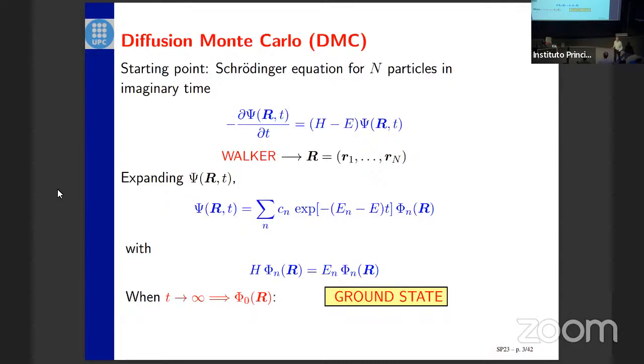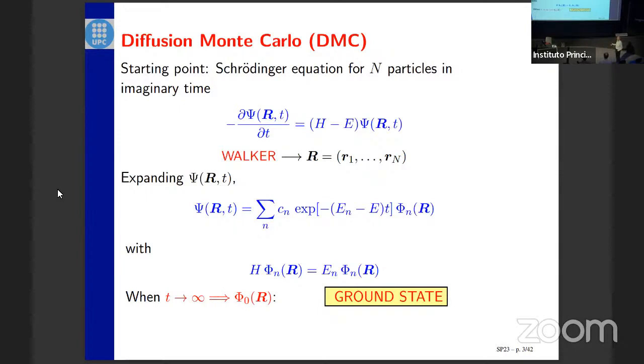Diffusion Monte Carlo was introduced by Silvio, so I will not spend a lot of time with this. The idea is that we start with the Schrodinger equation, where H is the Hamiltonian and E is a constant for the problem. This is written in imaginary time because we are searching for the ground state. What we do is essentially expand the wave function, which depends on time, in the full basis of the Hamiltonian, in a standard fashion. But now there is no i here, so this is the decaying exponential term. So this is our eigenfunction. The principal idea of all the projection methods is that when this imaginary time goes to infinity, in this combination of terms only the ground state survives because it's the one with the lowest energy. So this is a projection method.